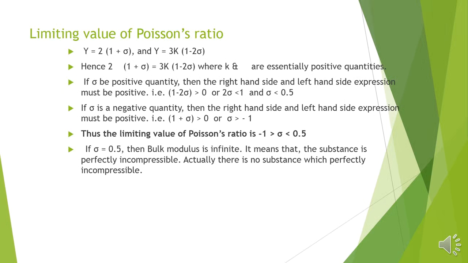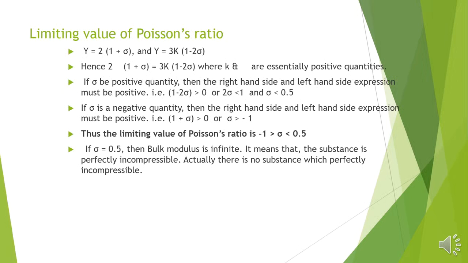If sigma is a negative quantity, then the right hand side and left hand side expressions must be positive. That is, 1 plus sigma should be greater than 0, or sigma is greater than minus 1. Thus, the limiting value of Poisson's ratio is sigma less than 0.5 but greater than minus 1. That means sigma lies between minus 1 and 0.5.